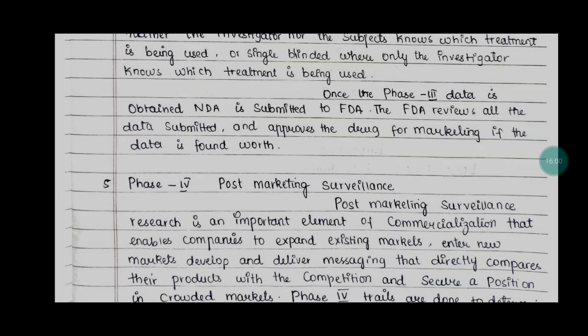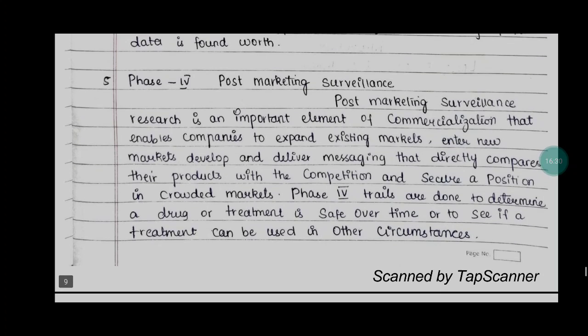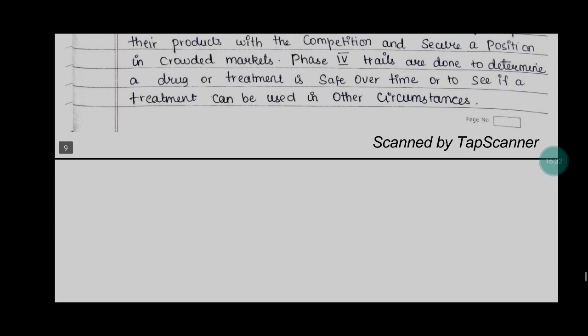And number 5, that is phase 4, post marketing surveillance. Post marketing surveillance research is an important element of commercialization that enables the company to expand into existing markets, enter new markets, develop and deliver messaging that directly compares their products with the competition, and secure a position in crowded markets.